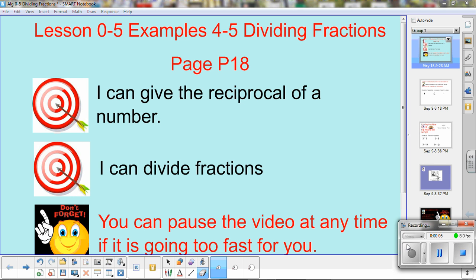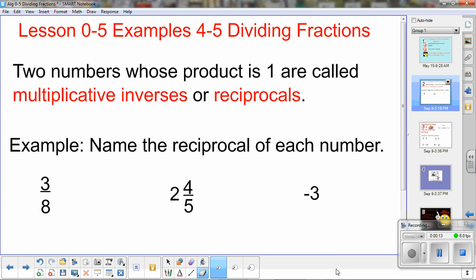In Lesson 05, Examples 4 and 5, you will learn how to find the reciprocal of a number and to divide fractions. Two numbers whose product is 1 are called multiplicative inverses or reciprocals. In other words, a number multiplied by its reciprocal is always going to equal 1.